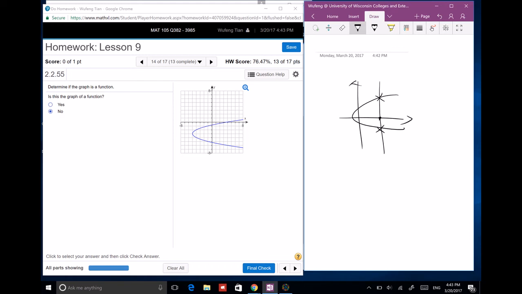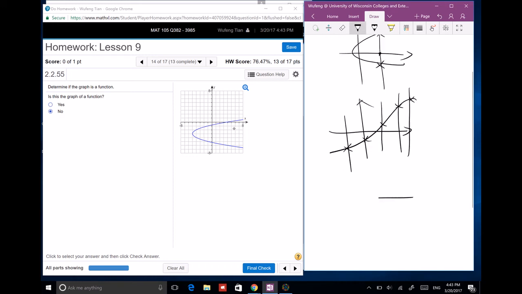Okay, so for example, is this a function? Yes. If you use a vertical line test, you only have one intersection point. If it has two intersection points, it's not a function. Okay, so is this, for example, a function? No, because if you use the vertical line test, you have three intersection points, so it's not a function.